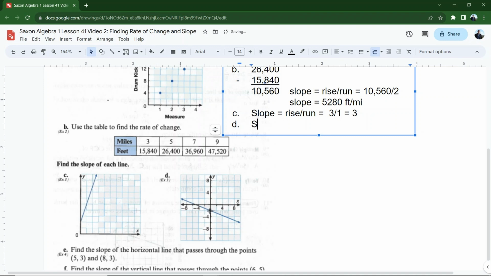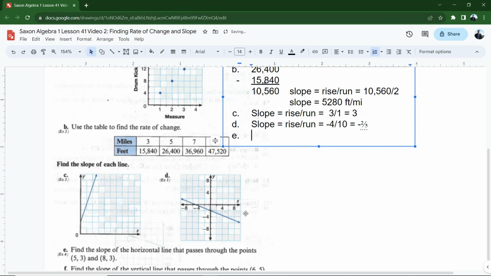Let's see. Again, my slope is going to be my rise over run. Hey, what's the rise in this case? It goes down 2, down 4. That's going to be -4 over, and then my run goes over 2, 4, 6, 8, 10. -4 over 10 is the same as -2 over 5.